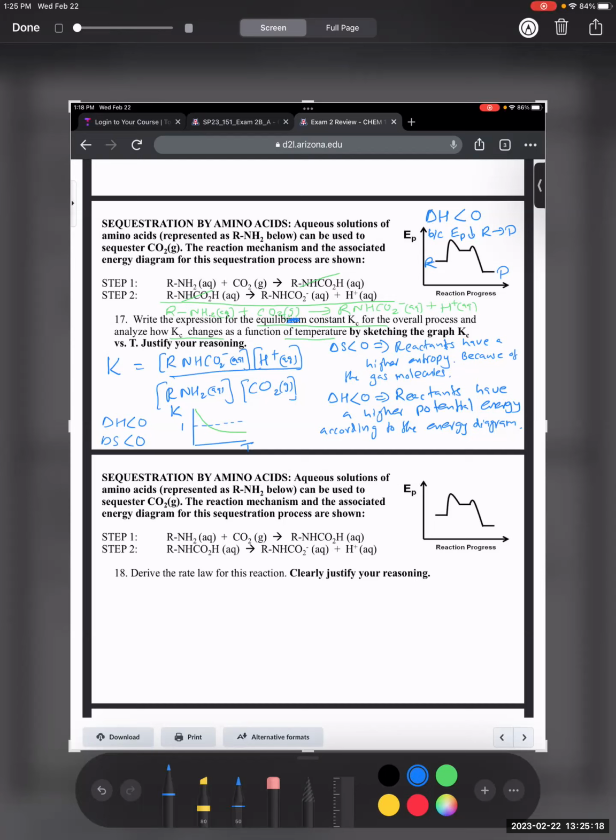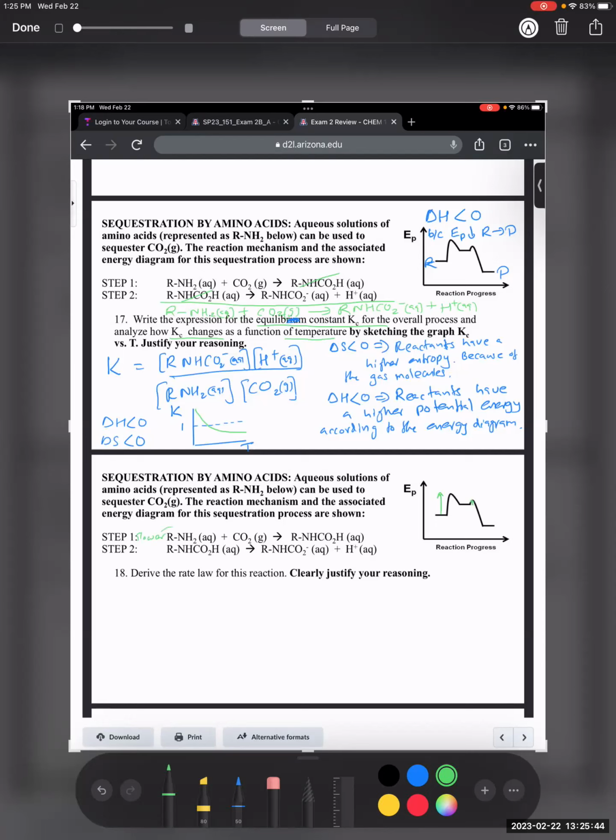So the next question: derive the rate law for this reaction and clearly justify your reasoning. All right, here are the two steps, step 1 and step 2, in blue and green. The step 1 activation energy is this much. Step 2 activation energy is only this much. So step 1 has a high activation energy. Therefore, step 1 is slower.